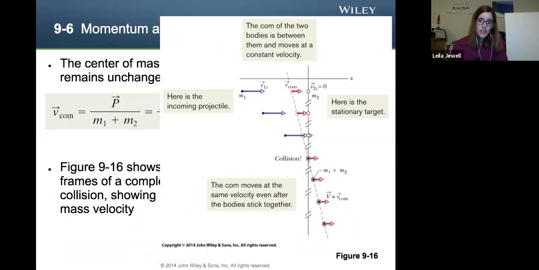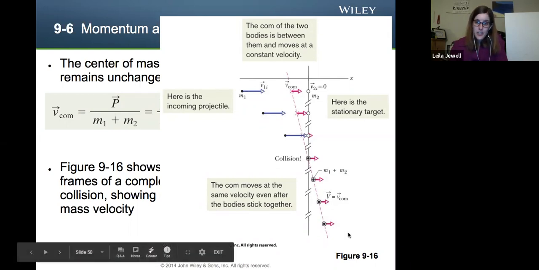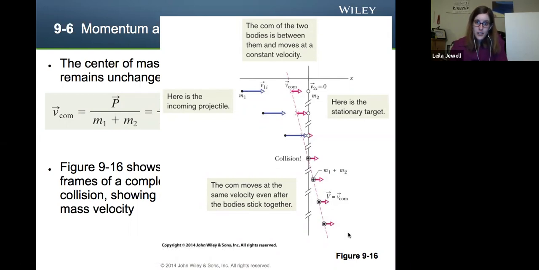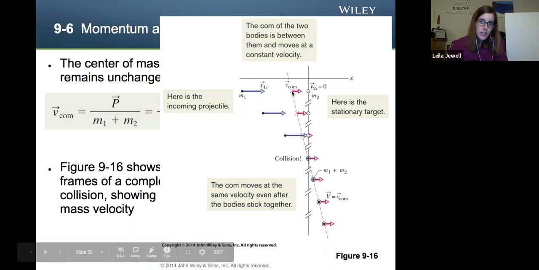So the center of mass velocity, as time passes, has a steady rate. It is not changed. So there's a look at how collisions can play a role. We'll get into our specific case of elastic collisions coming up pretty soon. But for now, we'll take a pause.